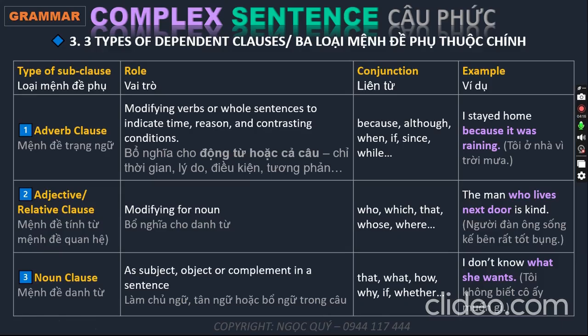Noun clause. Type of subclause: noun clause. The roles are as the subject, object, or complement in the sentence. Conjunctions: that, what, how, why, if, whether. For example, I don't know what she wants.